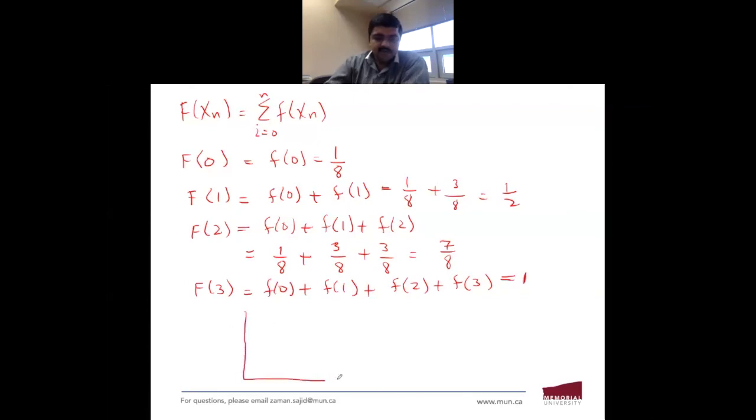Now let's draw them on the graph here. On the x-axis, I have my random variable x. This is 0, let's say. This is 1. This is 2. And this is 3, let's say. For 0, I know this is my 1 by 8 value. So again, I go from here. Let's say this is my 1 by 8. For x equal to 1, I know this is 1/2. So I go higher than this. This is 1/2, let's say. And for x equal to 2, this is 7 by 8, which is greater than 1 by 2. So I go a little bit higher than 1 by 2. So let's say 7 by 8. And then for x equal to 3, it should be a straight line actually. So this is my 1, let's say.